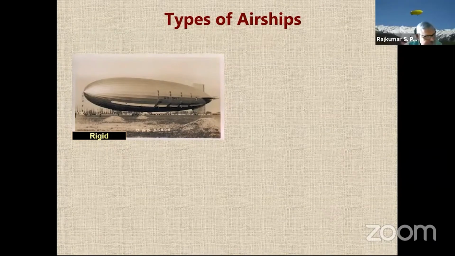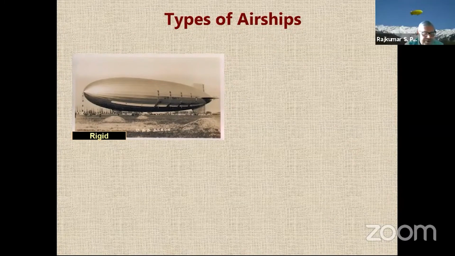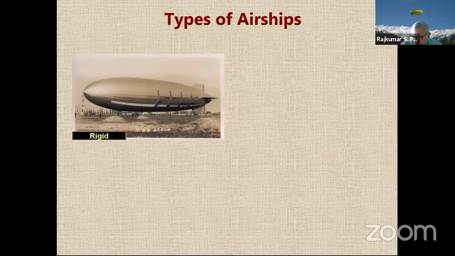Sir, what is the maximum speed of the latest airships? About 100 kilometers per hour. Approximately 100 kilometers per hour is the maximum speed of modern-day passenger-carrying airships.